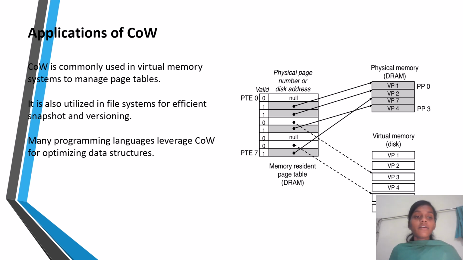Applications of COW. COW is commonly used in virtual memory systems to manage page tables. It is also utilized in file systems for efficient snapshot and versioning. Many programming languages leverage COW for optimizing data resources. Here we can see the physical page number of disk addresses. We can see physical memory here, and we can see virtual memory here. This is a transfer from physical memory to the physical page number of disk addresses. That is the memory resident page table. And we can see the link between the virtual memory and the page table.